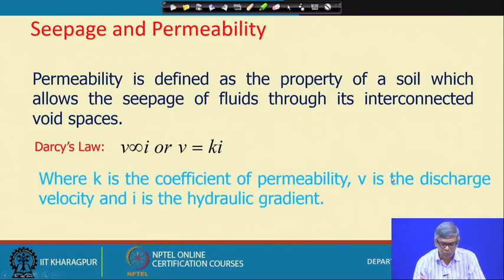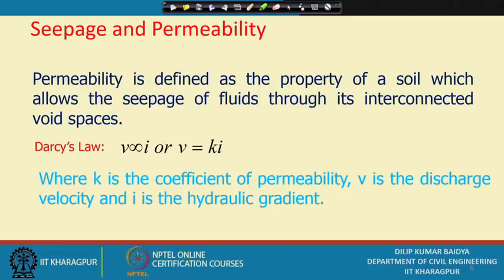Now, K is the coefficient of permeability, V is the discharge velocity and i is the hydraulic gradient. Why hydraulic gradient? The seepage or flow of water only takes place when there is a change in water level, that is, a hydraulic gradient. There is water on this side at some level, water on this side at some level, and there is a soil barrier. Then, because of this change of water head, the tendency of flow of water will be from higher head to lower head. So, the higher the i, the greater the flow. That is why V is proportional to i.